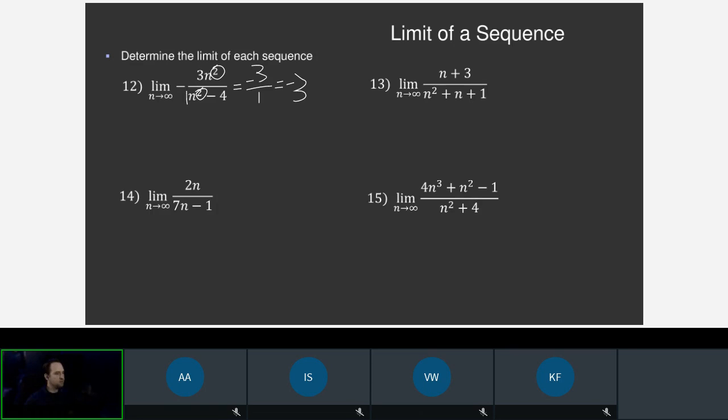All right, number 13. What is that limit? It is definitely 0.